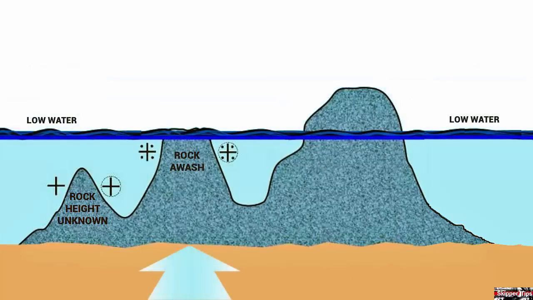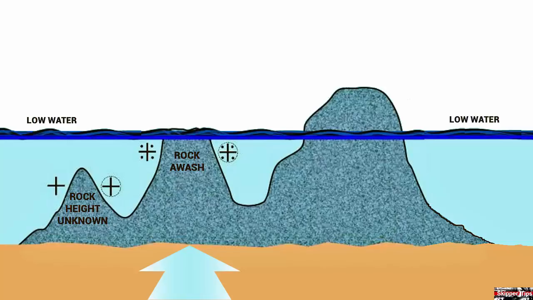A plus sign with dots in all four corners means a rock awash at the level of chart datum. Chart datum refers to the low water datum used on your nautical chart. You can find this information under the title block of your chart.